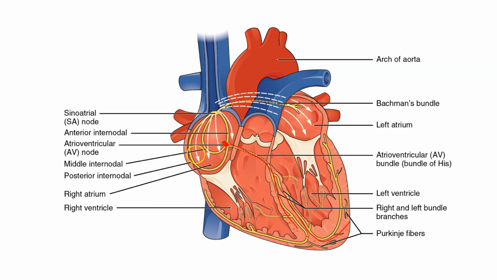What that means is that the atria will always contract first, then there will be about a 100 millisecond delay, and then the ventricles will contract. And that's important because the job of the atria is to send blood into the ventricles and to pack the ventricles as full as they can before the ventricles contract.